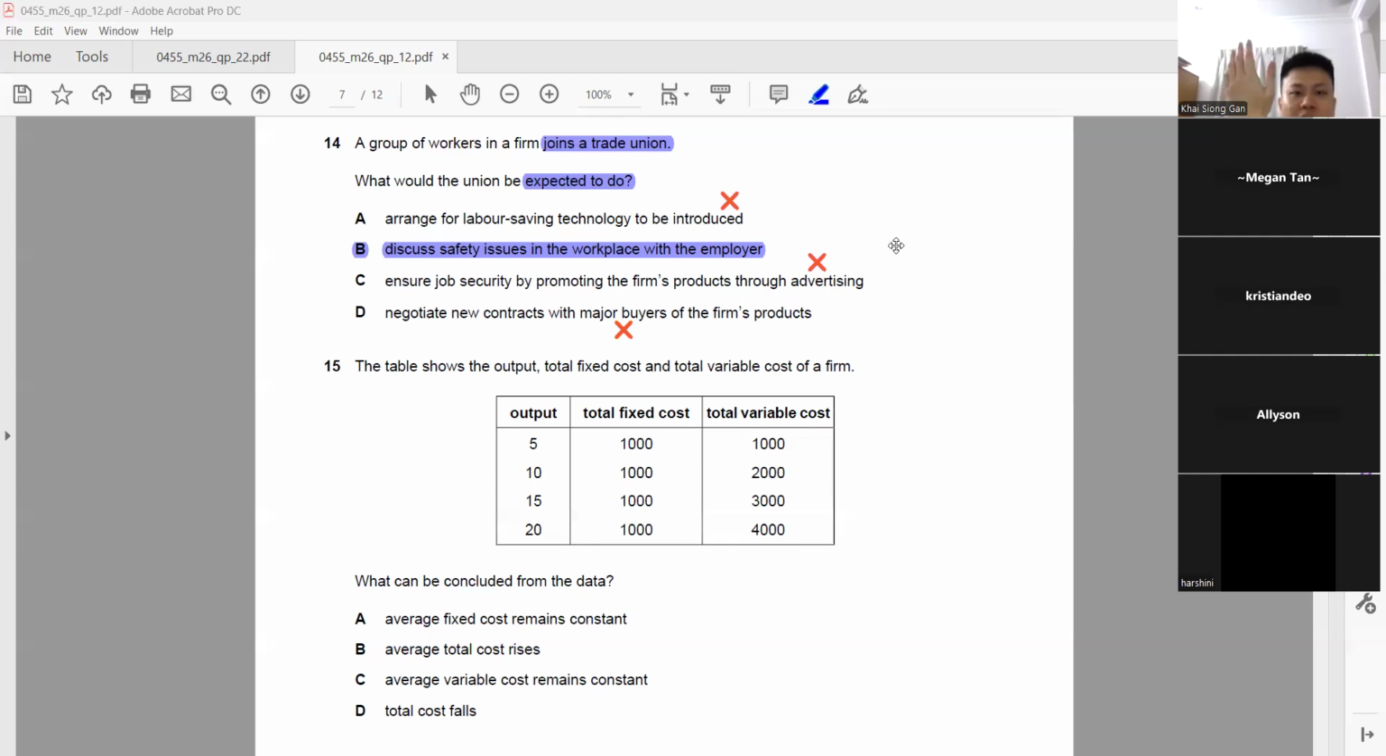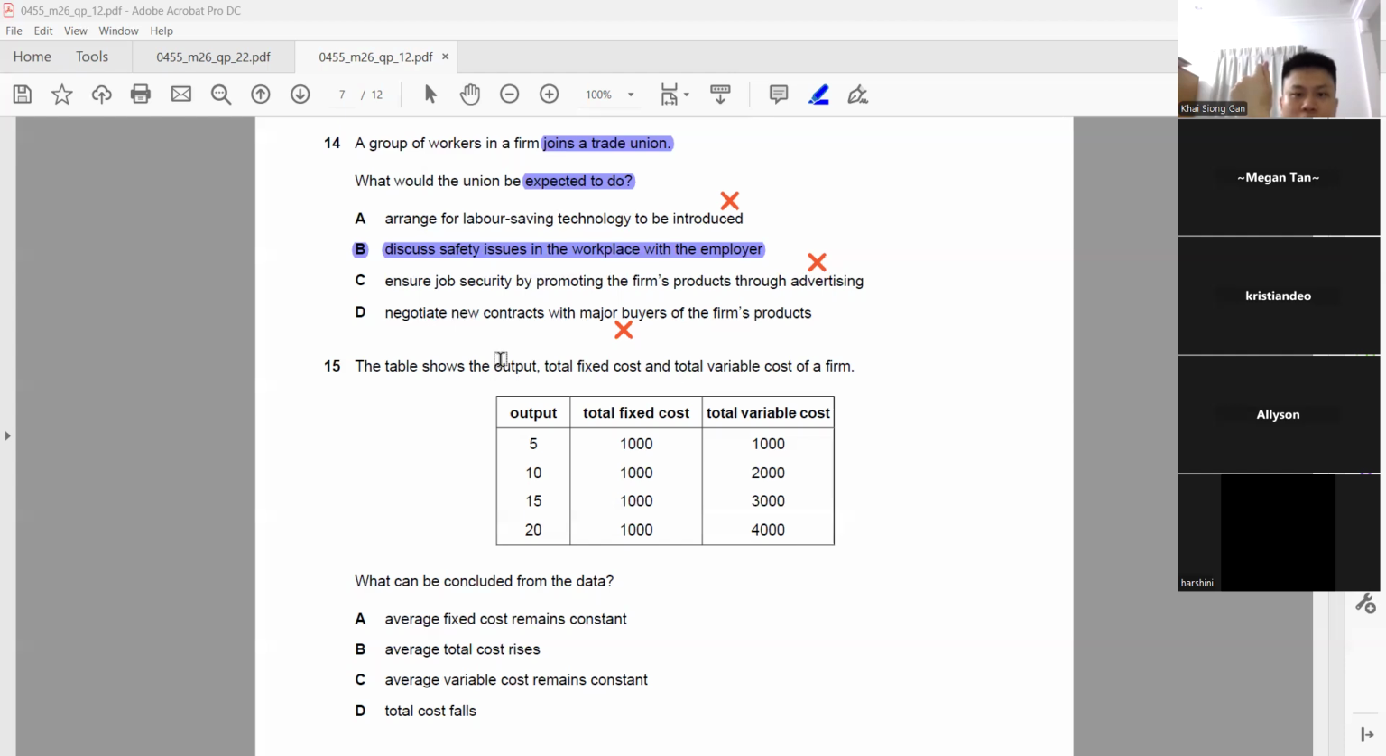So they will try to negotiate for higher wages or better working conditions with the employers. So the answer is more towards B. Yeah, collective bargaining. So it cannot be other answers. Okay, next question.